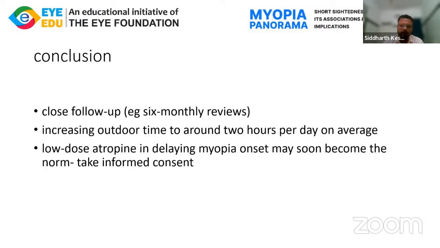And low dose atropine in delaying myopia onset may soon become the norm because the results will be out soon. But still, you can start giving it to people who are at a very high risk. But please do take an informed consent.